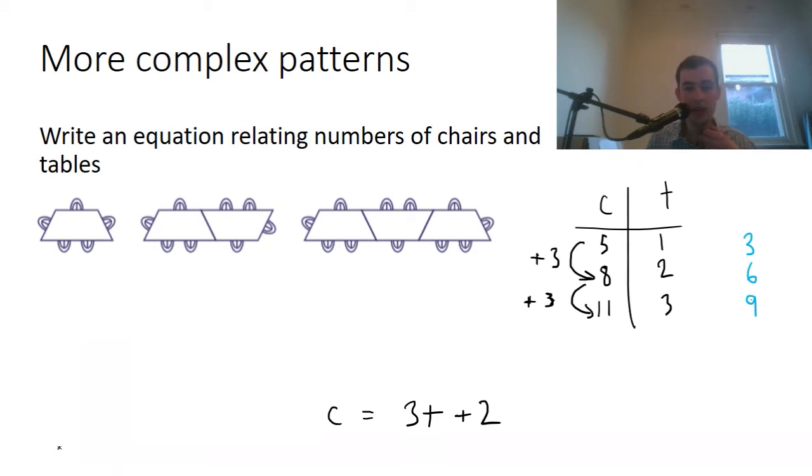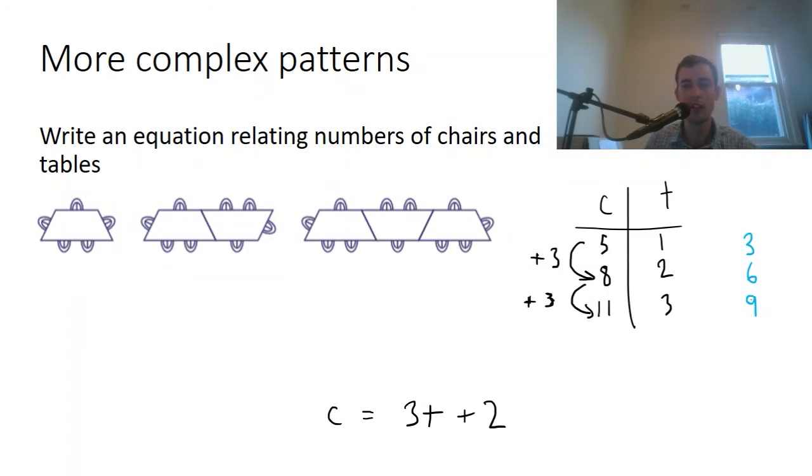So we noticed a pattern. It goes up by 3 each time. And if it went up by 3 each time, it would be like C equals 3t. But also, we have to add 2 in each case. So then we realized that you had to do 3t plus 2. So the two ingredients here are multiplying the number of tables by 3 and adding 2.